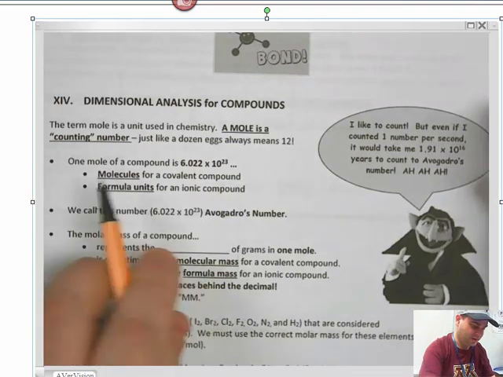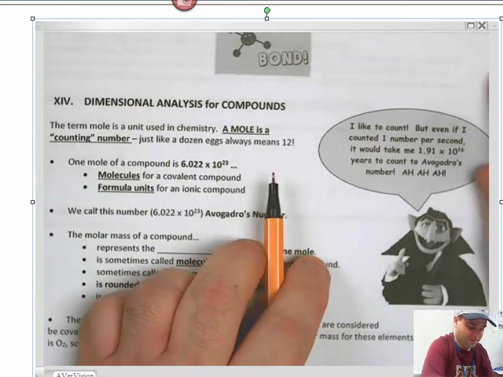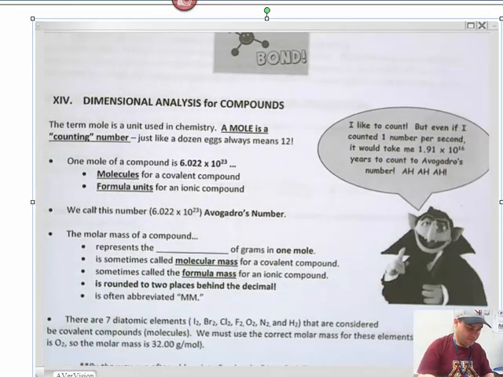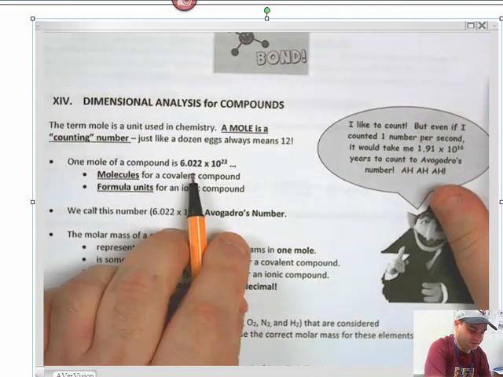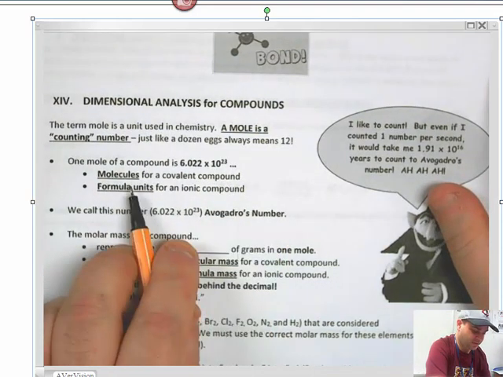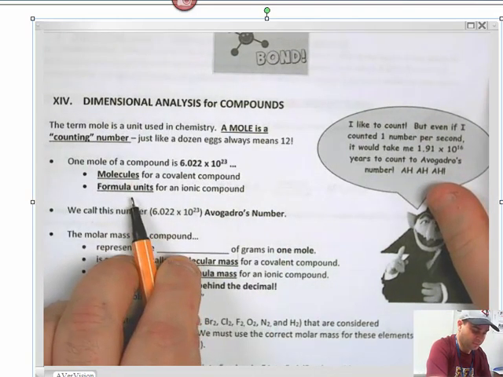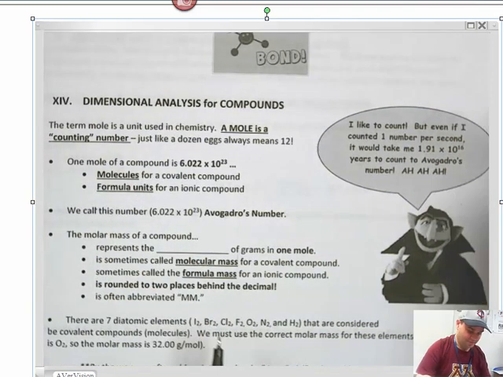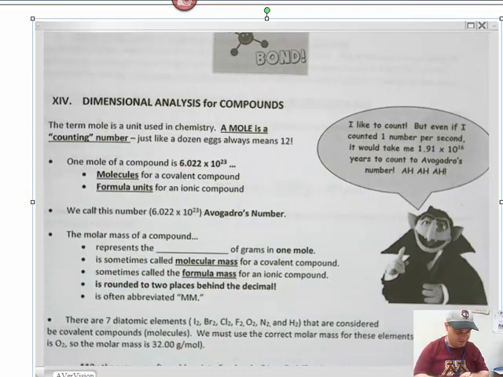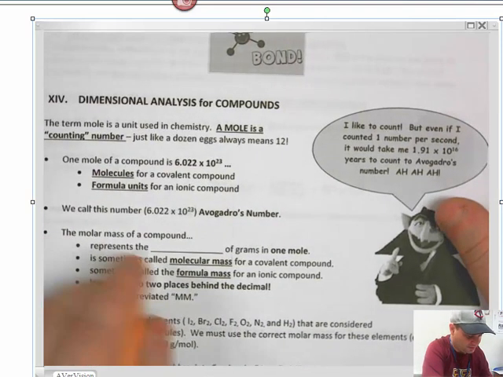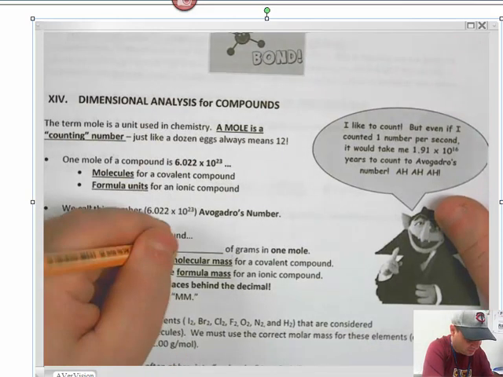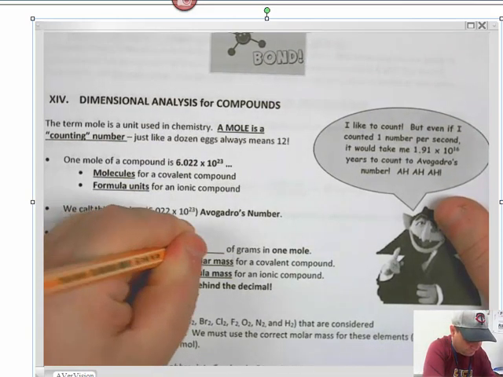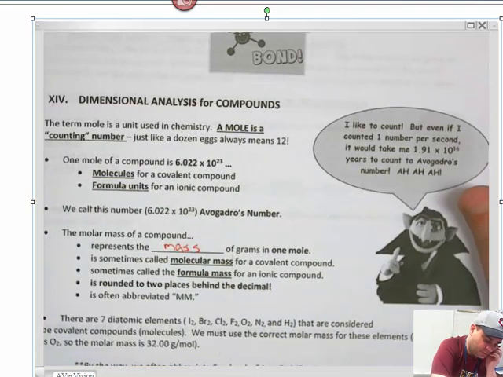So the mole is a counting number, remember. It's just a number, okay? 1 mole of a compound equals 6.022 times 10 to the 23rd molecules for covalent compounds and formula units for ionic compounds. This is Avogadro's number. The molar mass of a compound represents the mass of 1 mole, in grams.